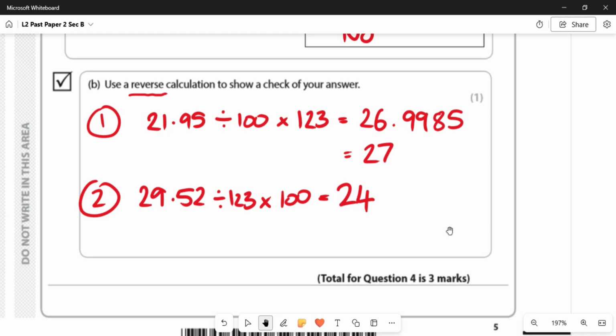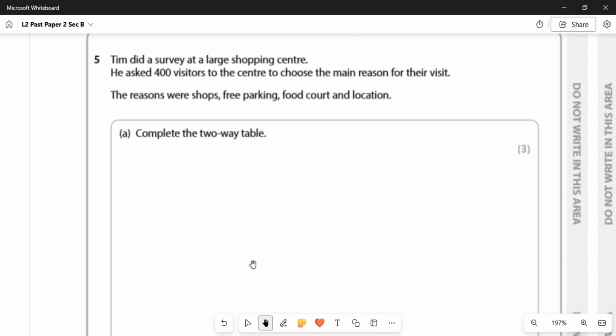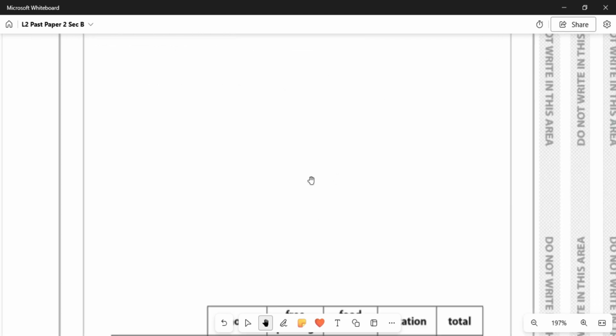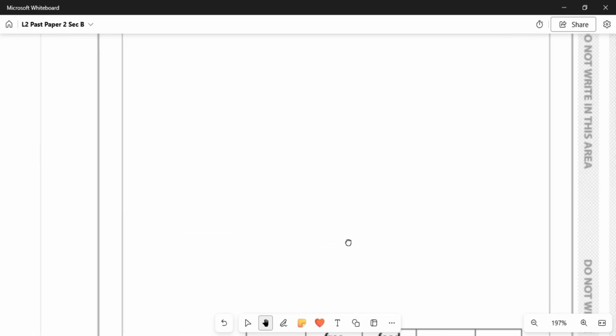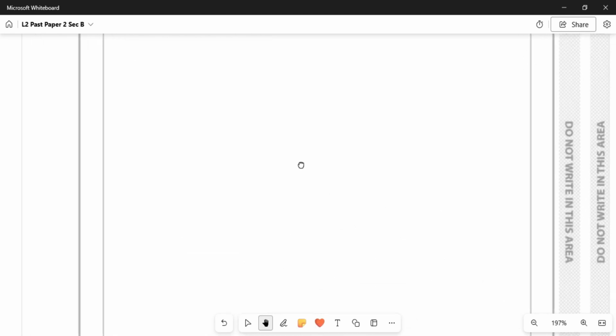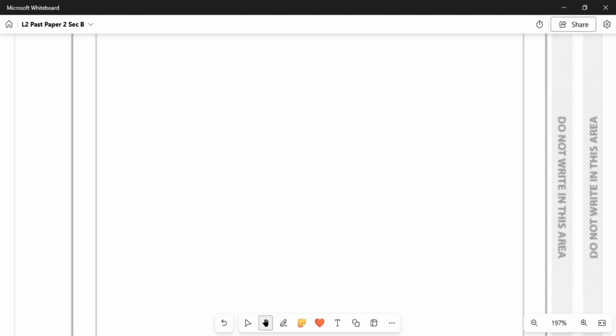Let's move on to the next question. Question 5. Tim did a survey at a large shopping centre. He asked 400 visitors to the centre to choose the main reason for their visit. The reasons were shops, free parking, food court, and location. Complete the two-way table for 3 marks. Okay, so a two-way table is dead easy. All you do is fill in the blanks for 3 marks.